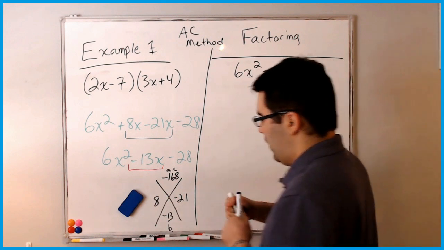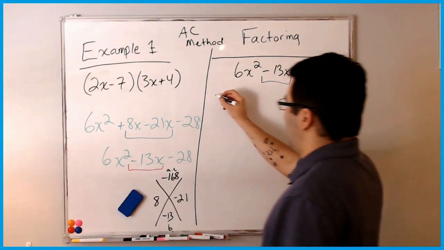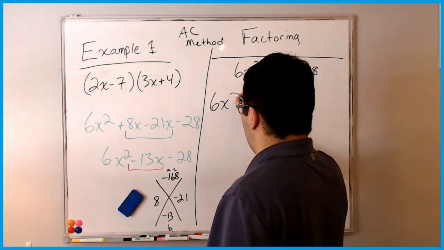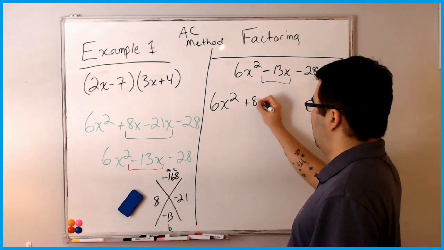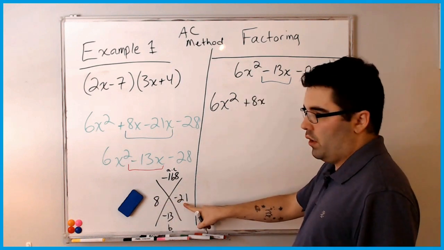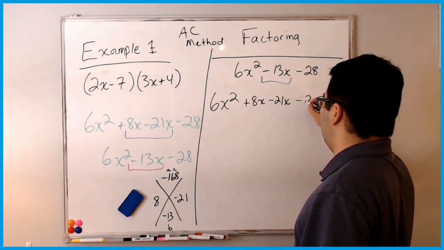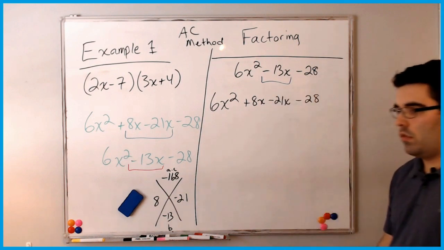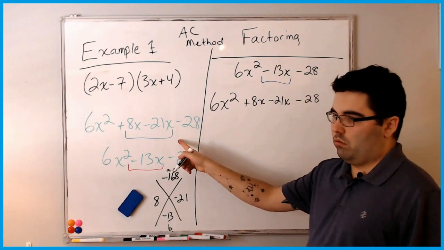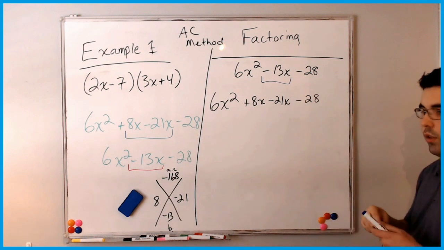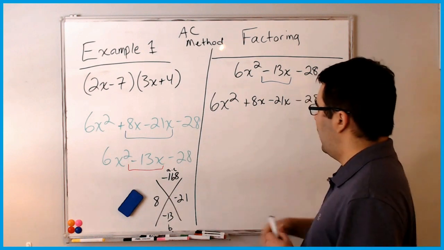So now you just write it out by expanding it. So 6x squared plus 8x minus 21x minus 28. And there we have it. It's back here again. The reason why we want to do that is because now we can actually factor it and be done. How do we factor this?